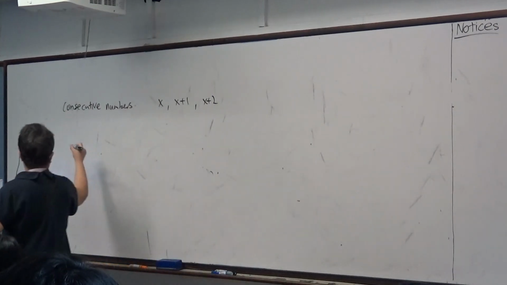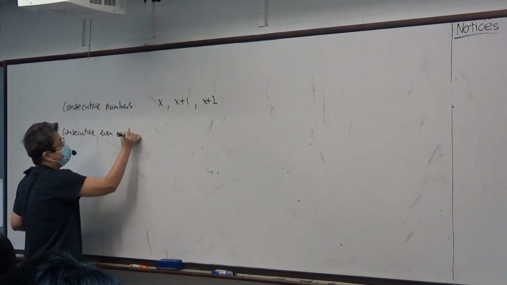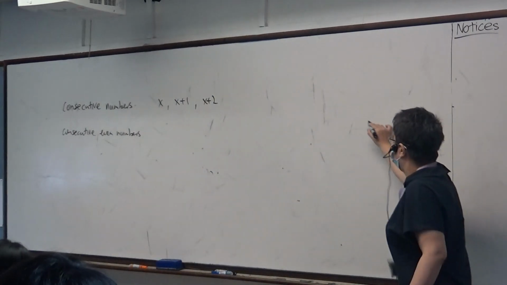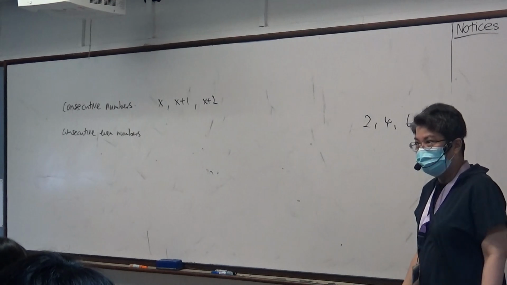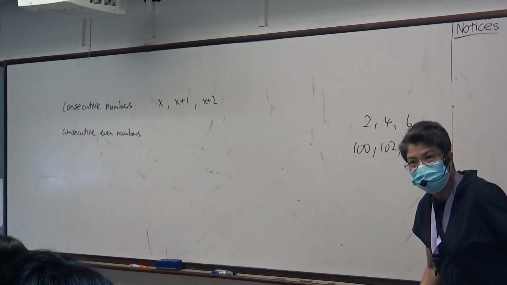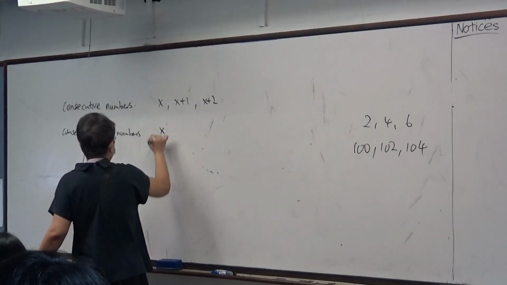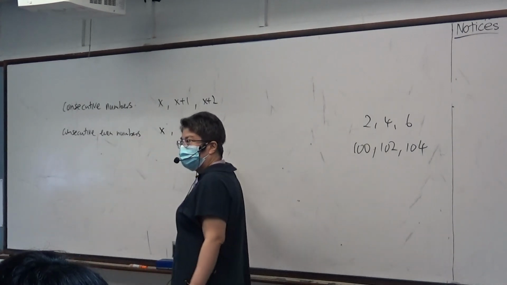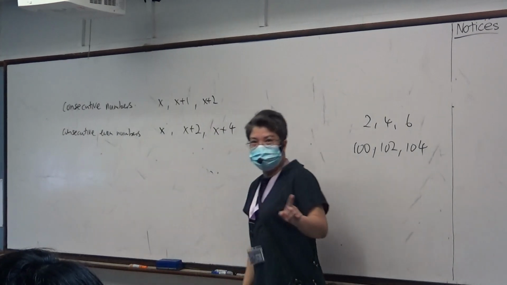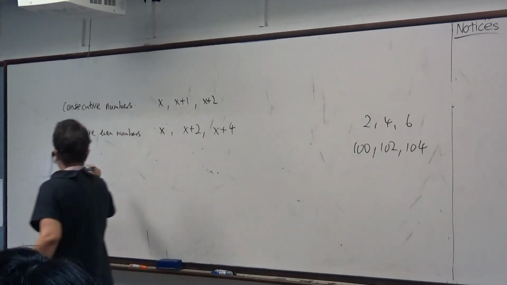Later on, what do you mean by consecutive even numbers? Consecutive even numbers means this. Okay. 2, 4, 6. It can also be 100, 102, 104. Consecutive, one after another. Now, if the first number is x, what do you think is the second number? X plus what? 2. Then x plus 4. Is everyone clear? Okay. Next, we move on to the last one.